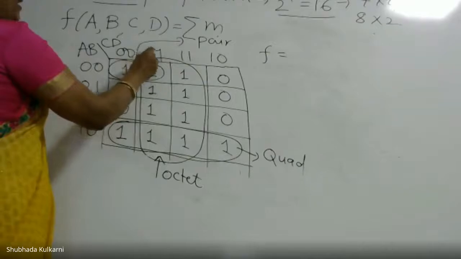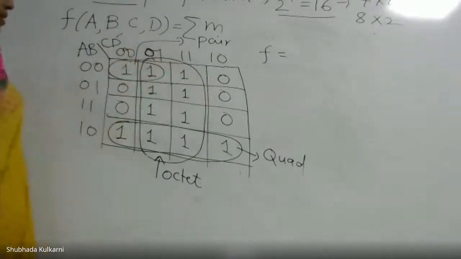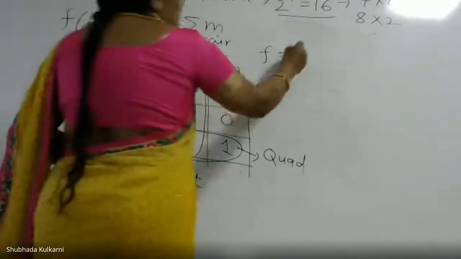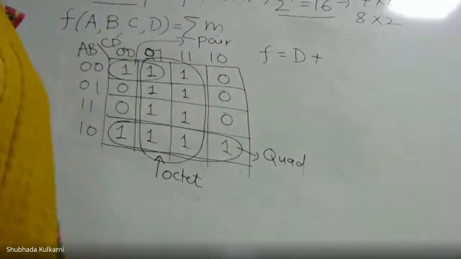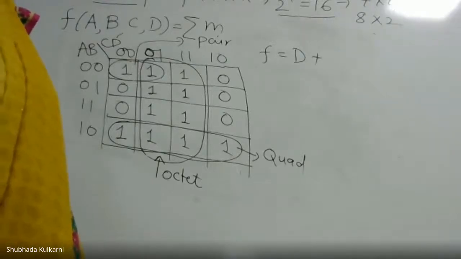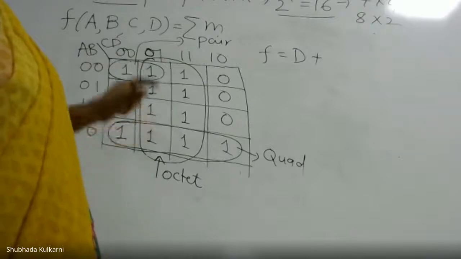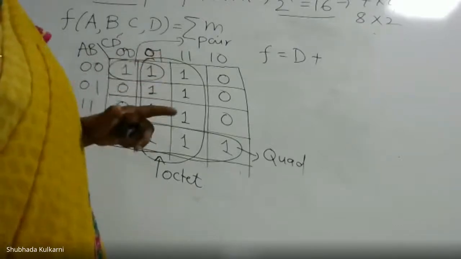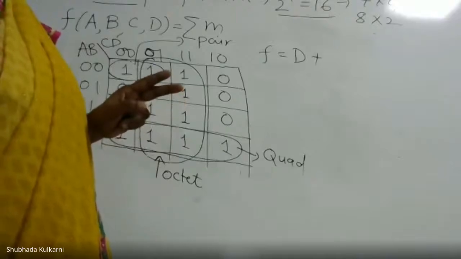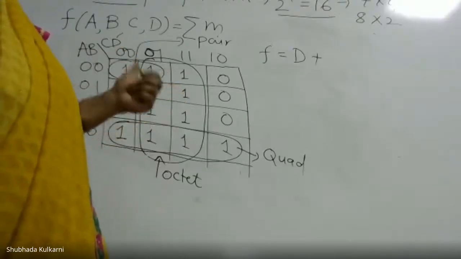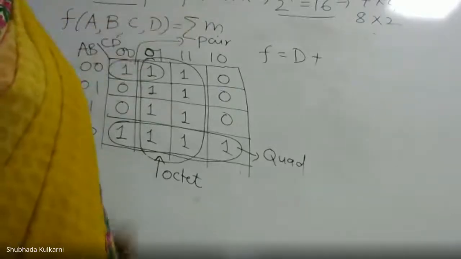Column side, C is 0, D is 1, C is 1, D is 1. So C is also changing. So for the octet, the expression is only D. Once again, I repeat, for the octet, the expression is D. How have we come to the conclusion that it's D? A variable whose value is changing for a particular group in the K-map should be eliminated from the expression. And according to that, AB is changing, C is changing, so it's D.